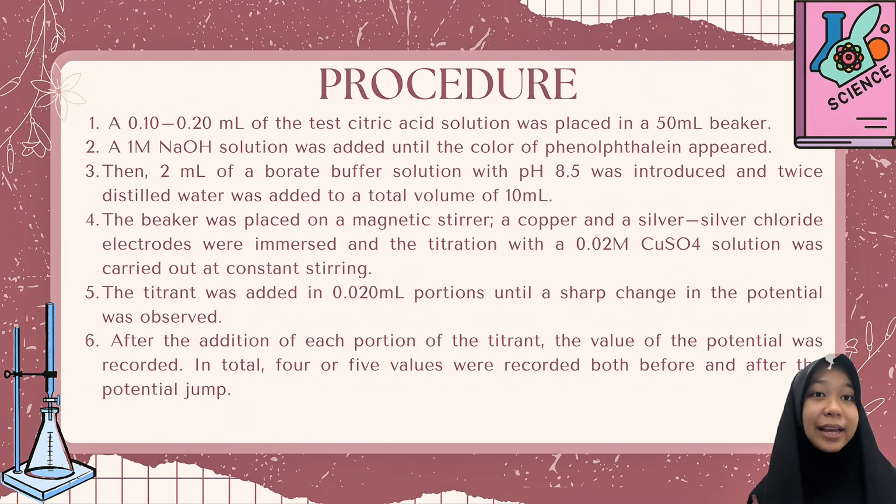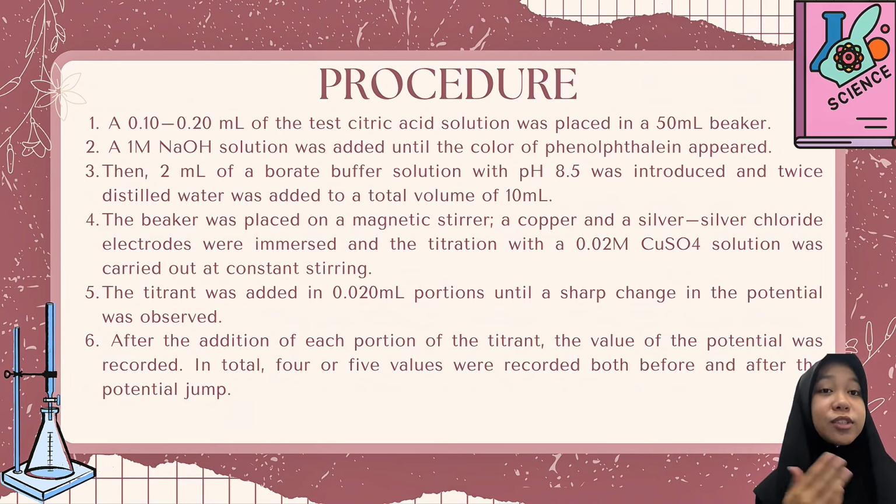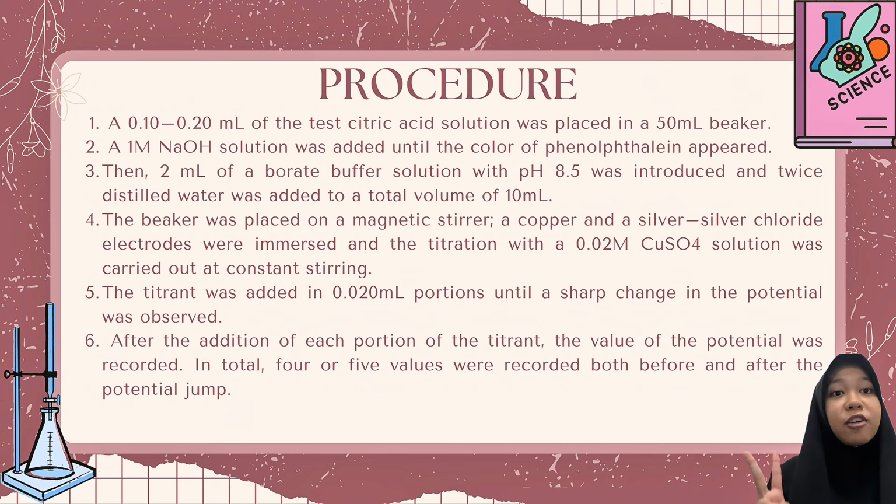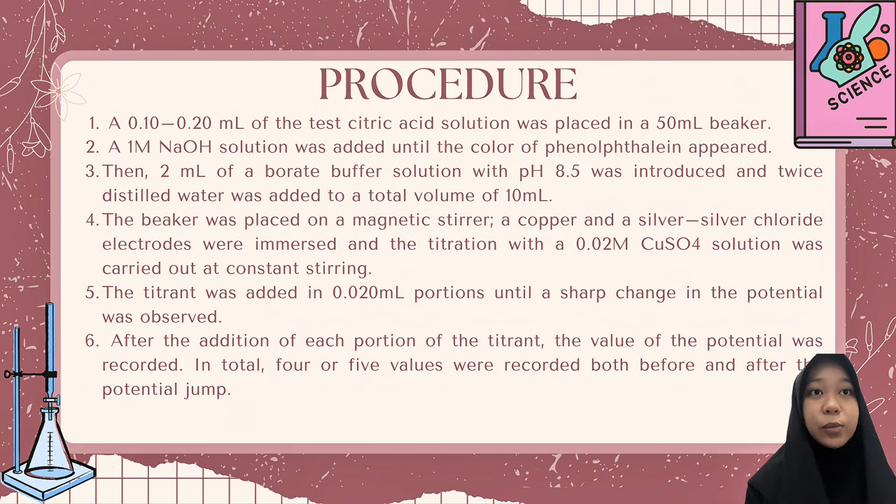Now I'm going to be explaining about the procedure of this experiment. So first, 0.1 to 0.2 ml of the citric acid solution was placed in a 50 ml beaker. A 1 molar sodium hydroxide solution was added until the color of phenolphthalein appeared. Then, 2 ml of borate buffer solution was introduced and twice distilled water was added to a total volume of 10 milliliters.